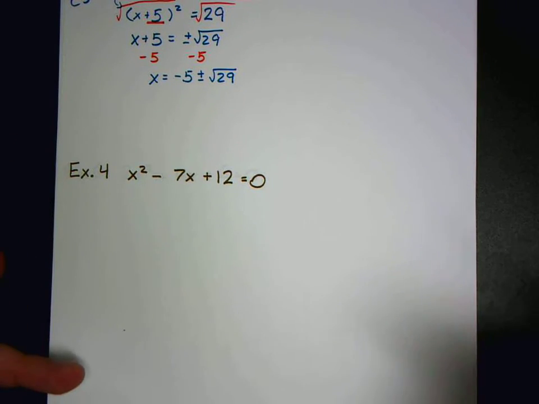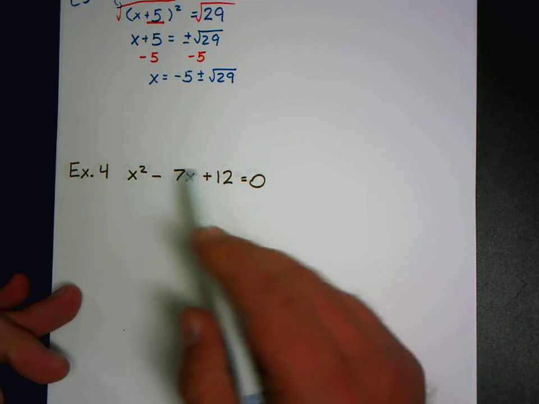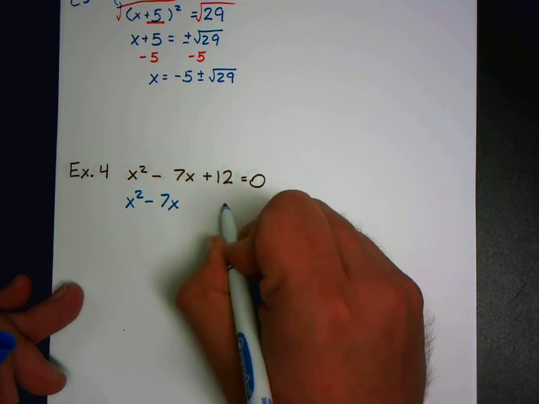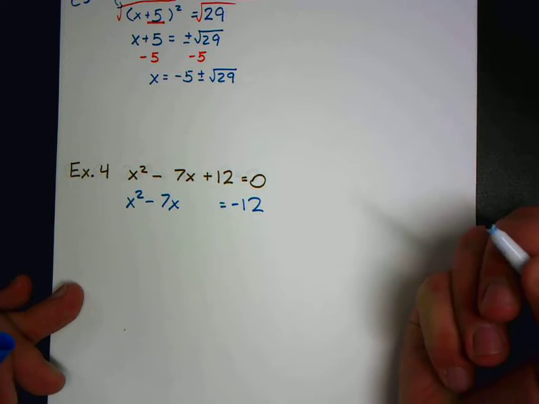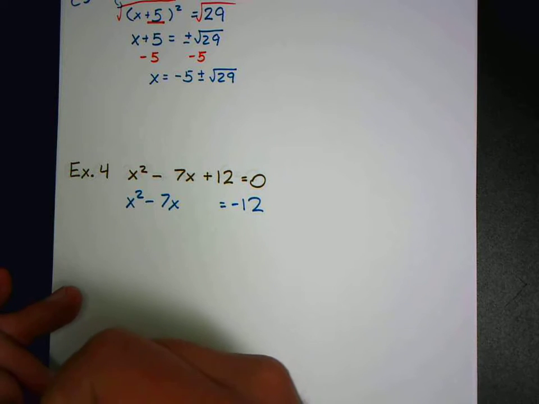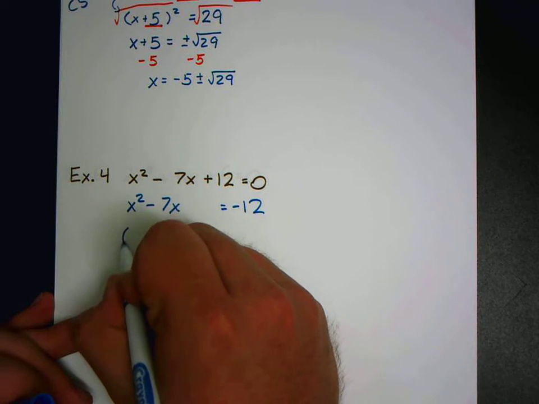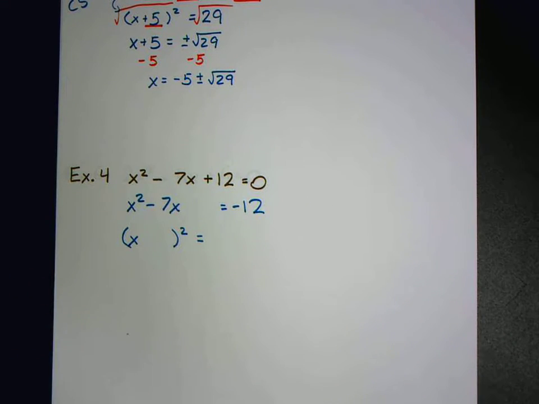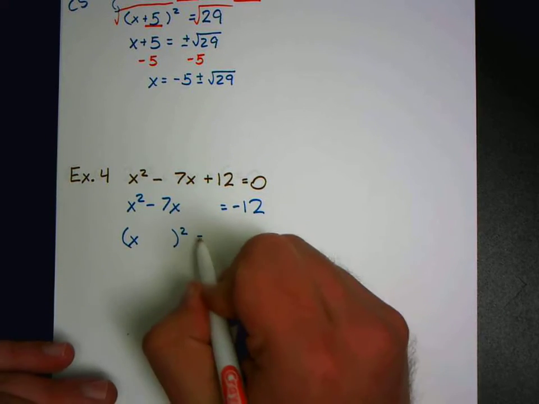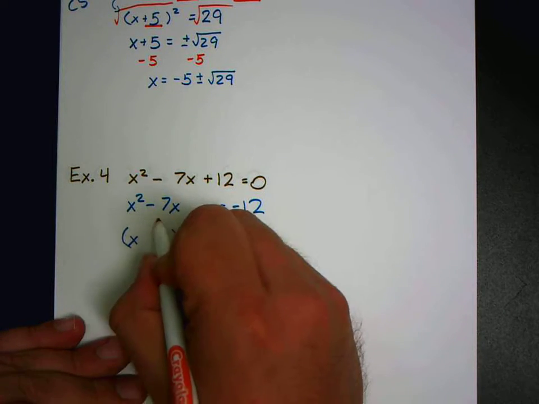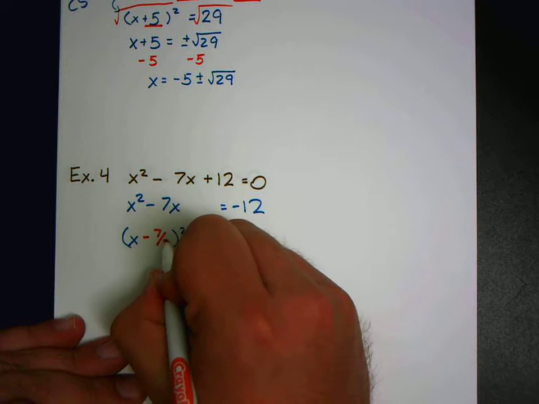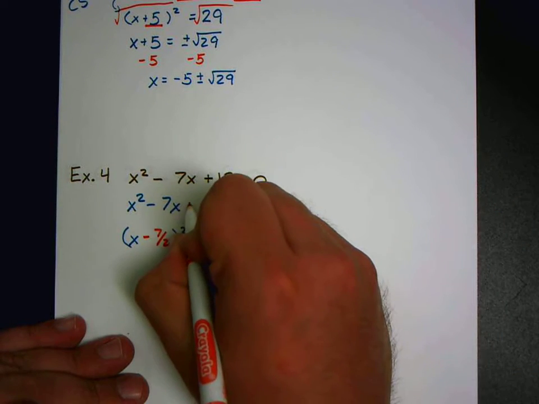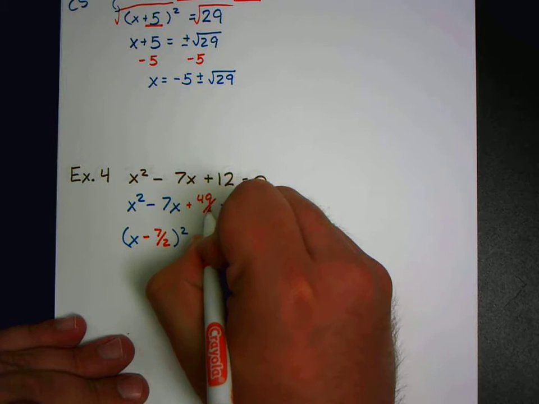Okay, next one, same thing, just gives us some fractions, so let's work through that one. But same general steps. Again, if it helps you, we can go ahead and write out this step. Okay, so let's see, half of that would be negative 7 halves. So if I square that, what's that going to be? 49 fourths.